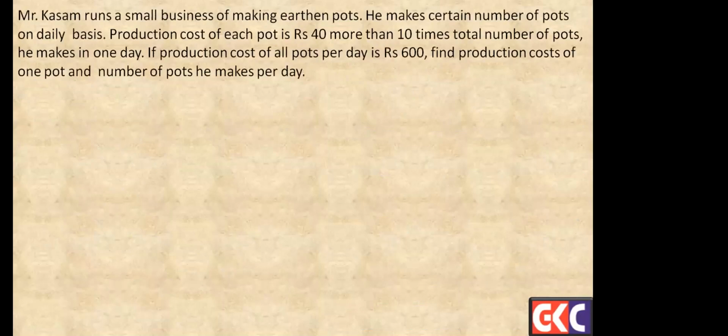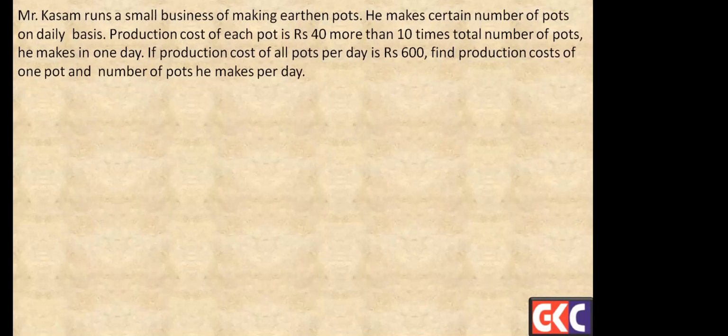Now, next is a very good sum. Mr. Kasam runs a small business of making earthen pots. He makes a certain number of pots on a daily basis. Now, the production cost of each pot is rupees 40 more than 10 times the total number of pots.